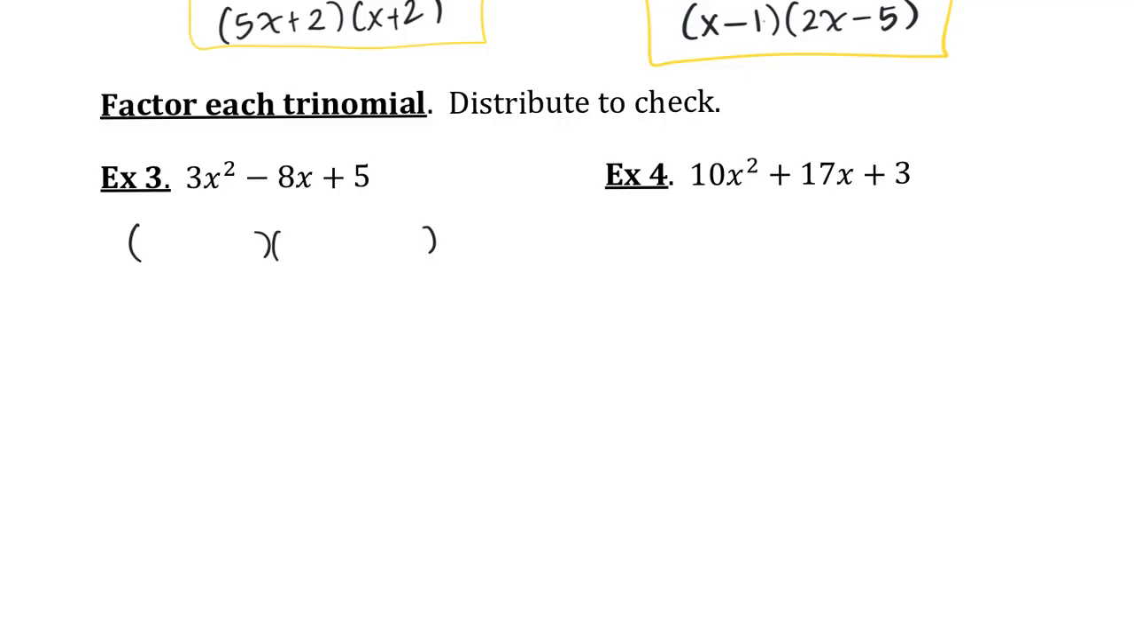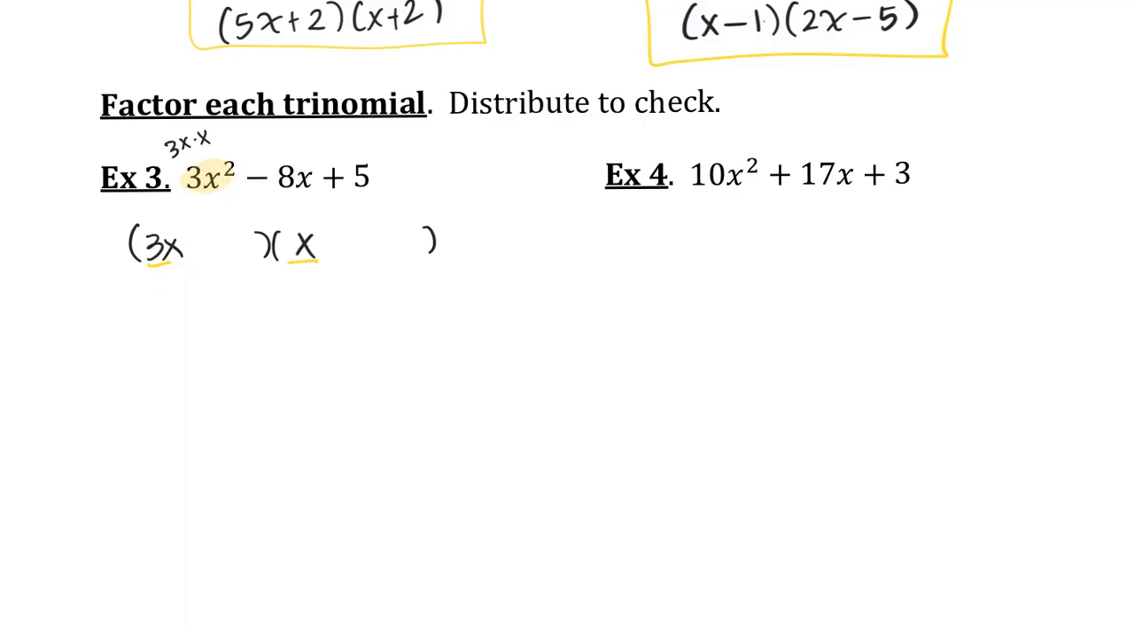Okay, let me start with my first term, this thing. I know that this times this has to equal this. So what could I do there? How about 3x times x? 3x times x.